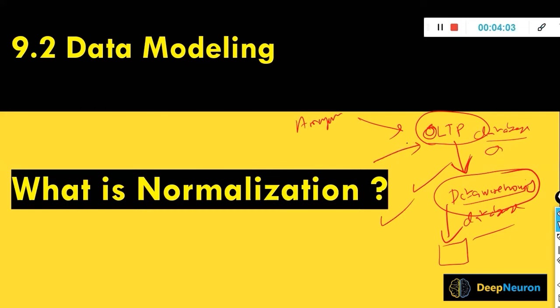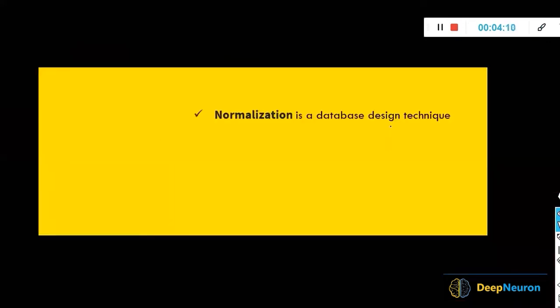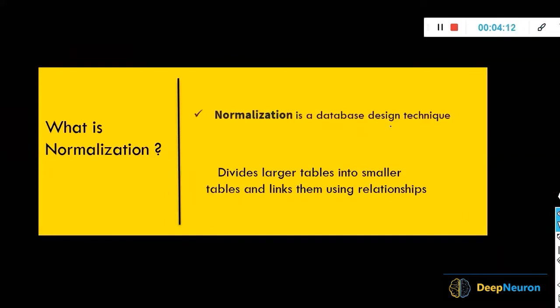As part of the data model design, they do the normalization. Okay. So now we will understand what normalization is. In simple terms, we divide the larger tables into smaller tables and link them using relationships. When it comes to normalization, we divide the larger tables into smaller tables. We don't store all the data in a single table.